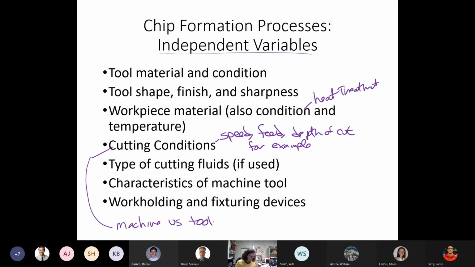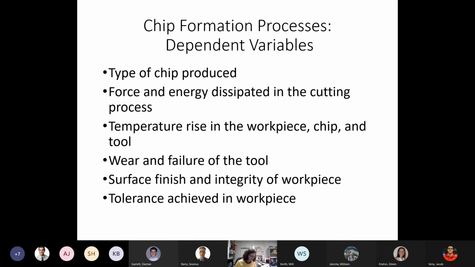Certainly the type of cutting fluids, the characteristics of the machine tool, and then the work holding and fixturing devices. Our book talks about that a little bit in terms of dimensional accuracy and how well supported the machine or the workpiece is. So these are things that we can control.